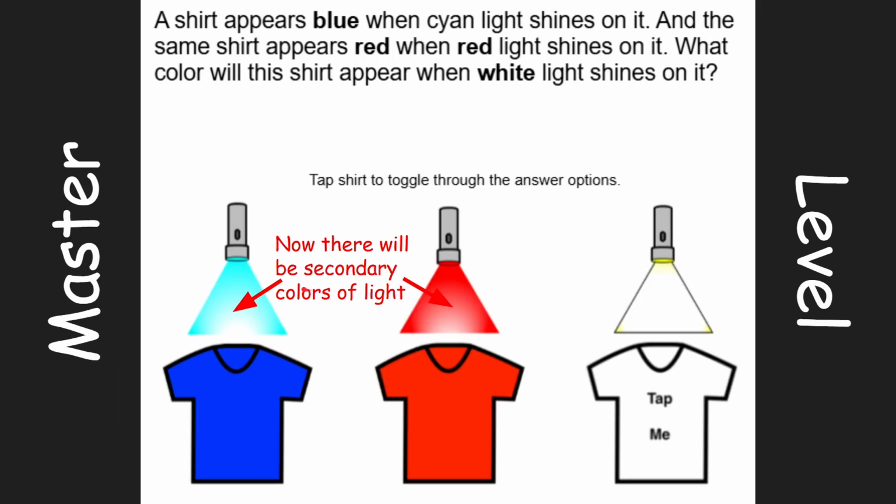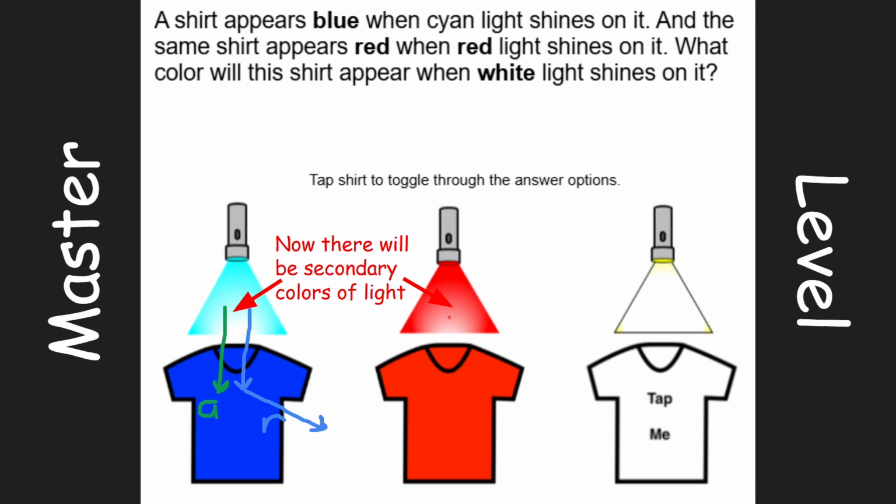So in the master level, we see that the difference here is that we will now sometimes have secondary colors of light over in our first two that are giving us the information. So we see the cyan here, and that's the difference. The cyan light will shine both green and blue light on the shirt. Since the shirt appears blue, that tells us that the blue is being reflected. And since we don't see cyan, we don't see both green and blue, we only see blue, that means that the green light from that flashlight is being absorbed.